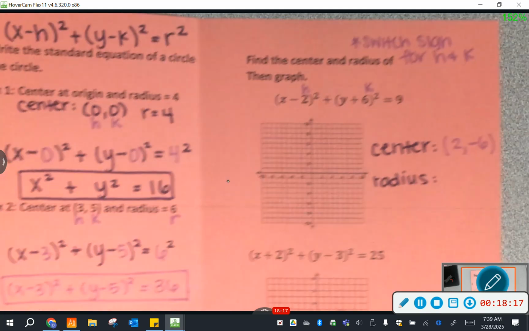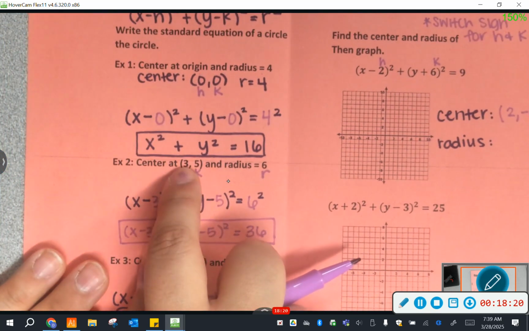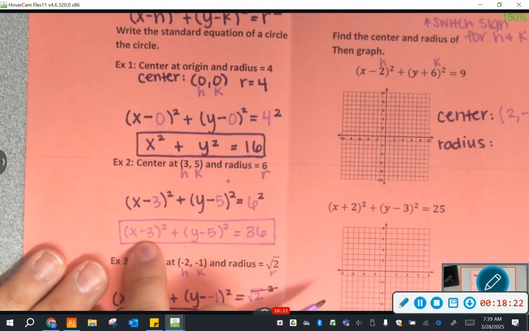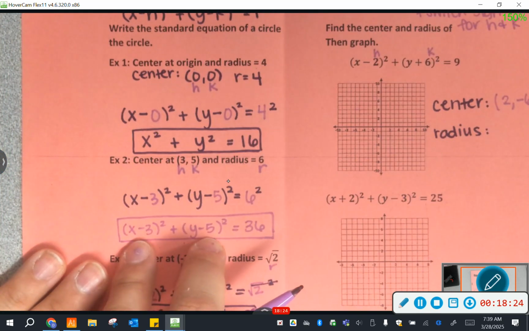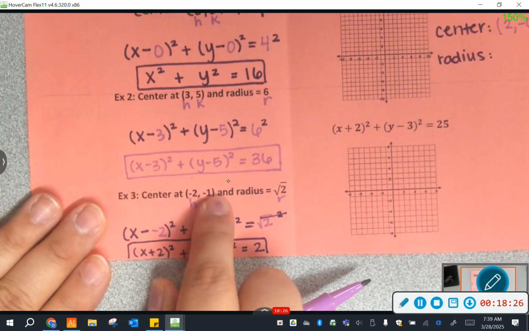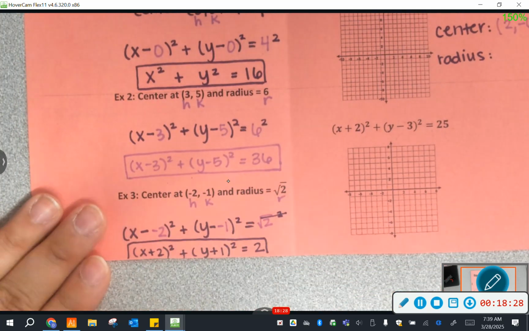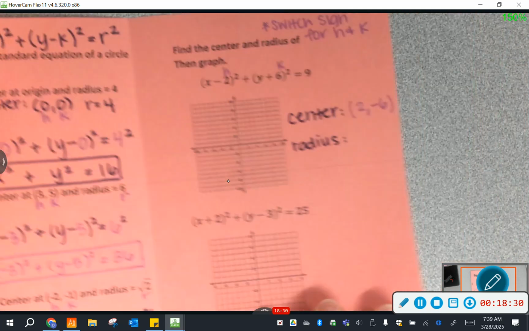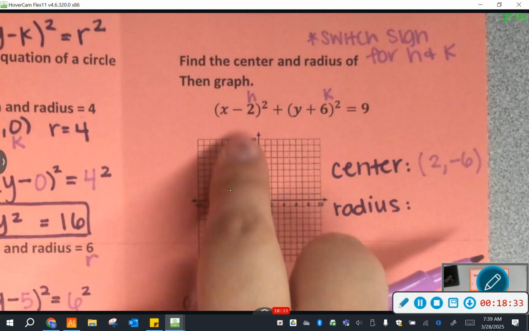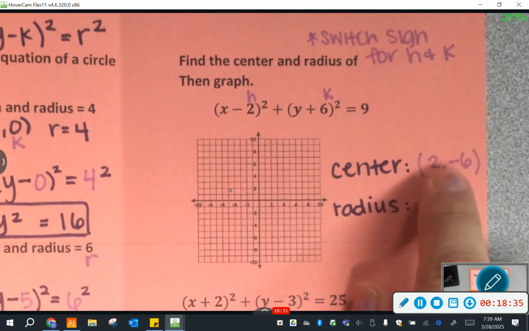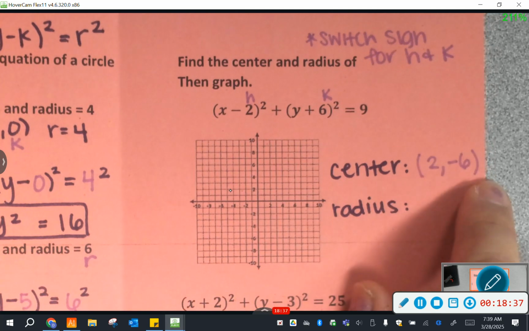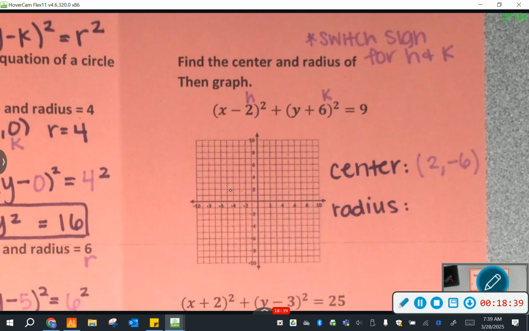And if y'all look over here, don't you agree right here? We have positive 3, positive 5, and what was in our equation? Negatives. Right here we had negatives, and what was in our equation? You have to switch the sign. So here, again, we have negative 2, positive 6, but what's my actual center? Positive 2, negative 6. Now what about my radius?